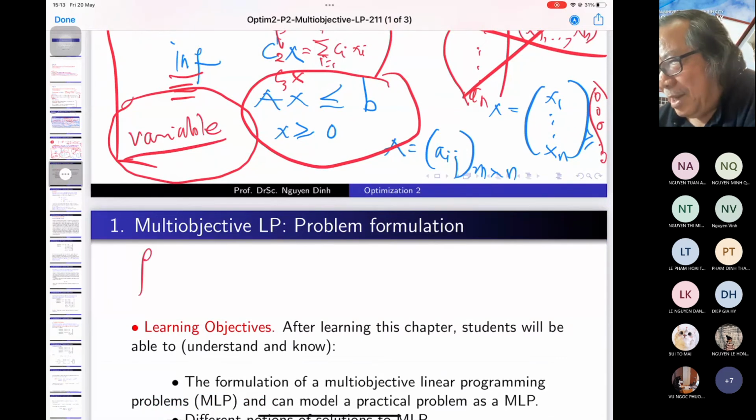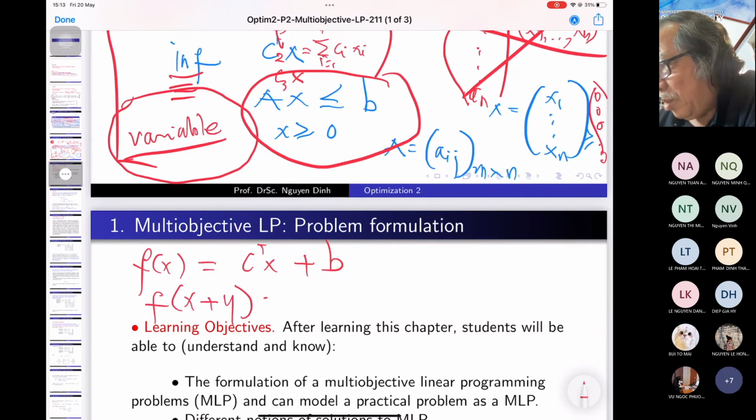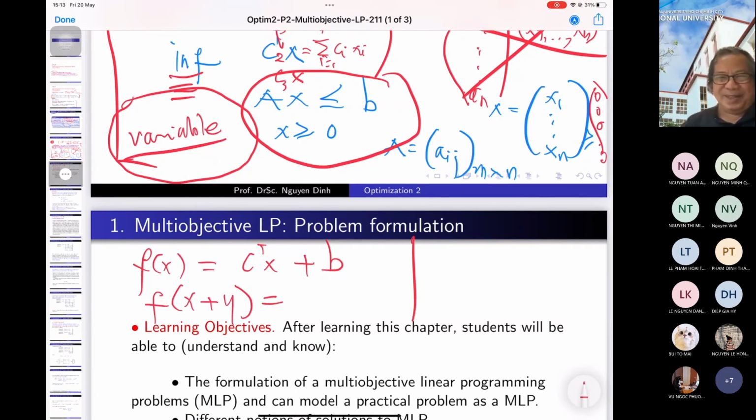You say fx equals C^T x plus b. Even if b is a number, what is f(x) plus y equal to? So okay, Tuấn Anh, tell me, what is a linear function? Definition of linear function: function f is called linear if what?